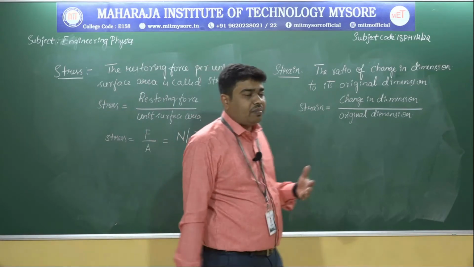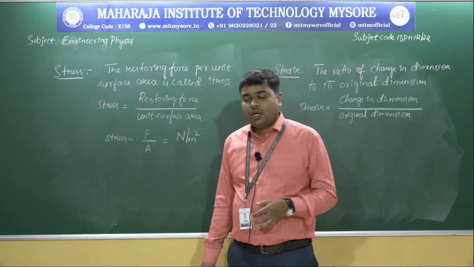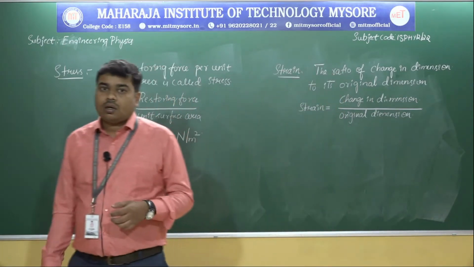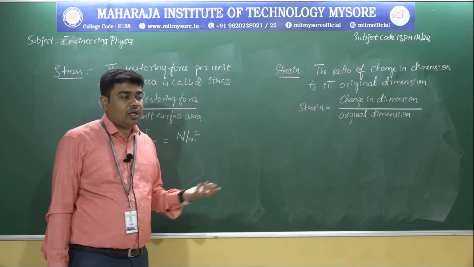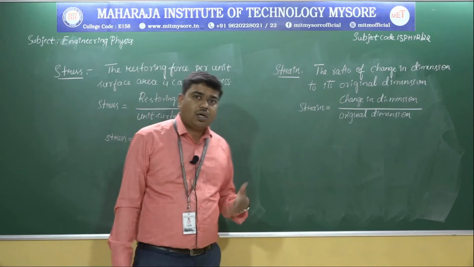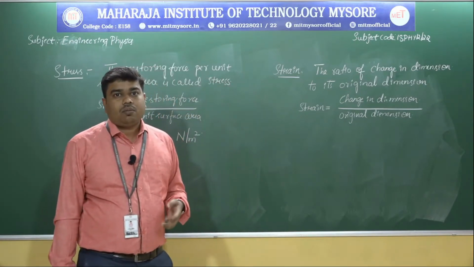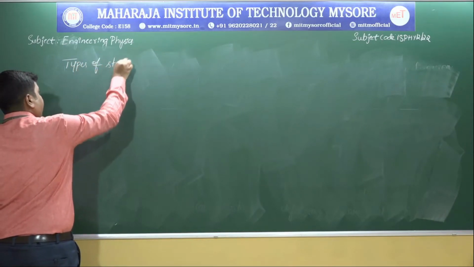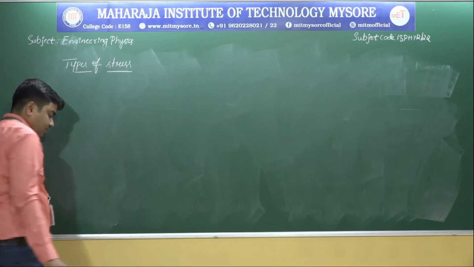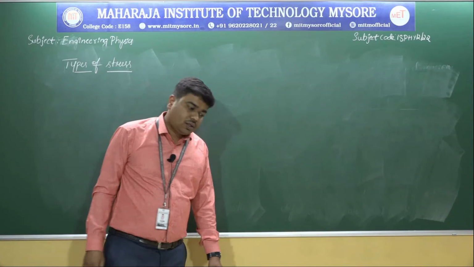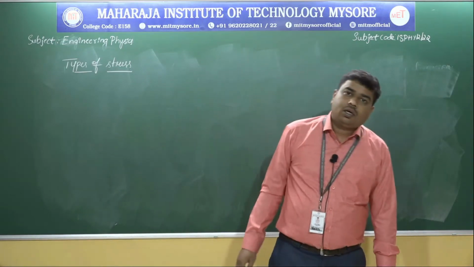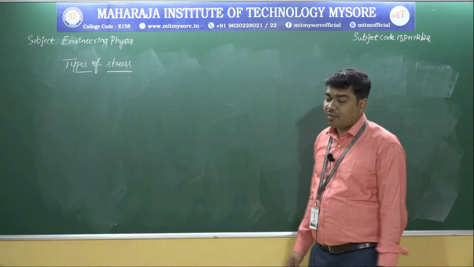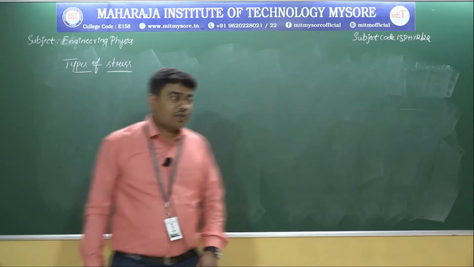Now, depending on the direction of the applied force onto the object, there are different types of stress and different types of strain, which have been classified based on the application of the force on the body and based on the dimension changes which take place in the body. As I said, depending upon the direction of the force applied onto the body, stress can be classified into three types. We will start with the first one.